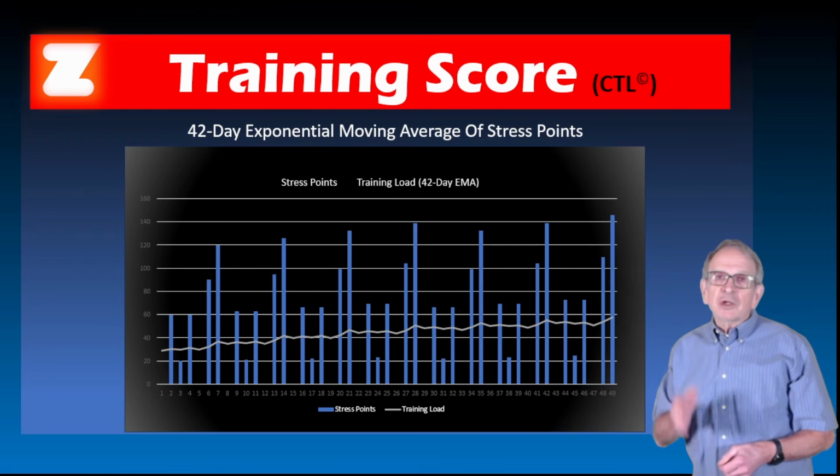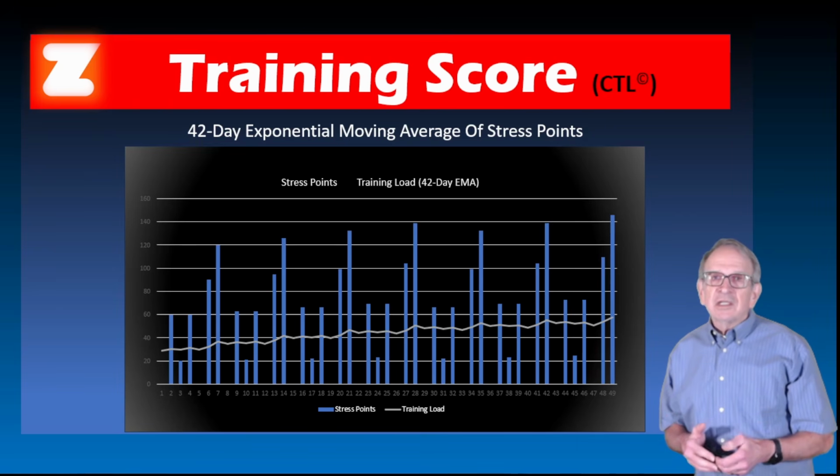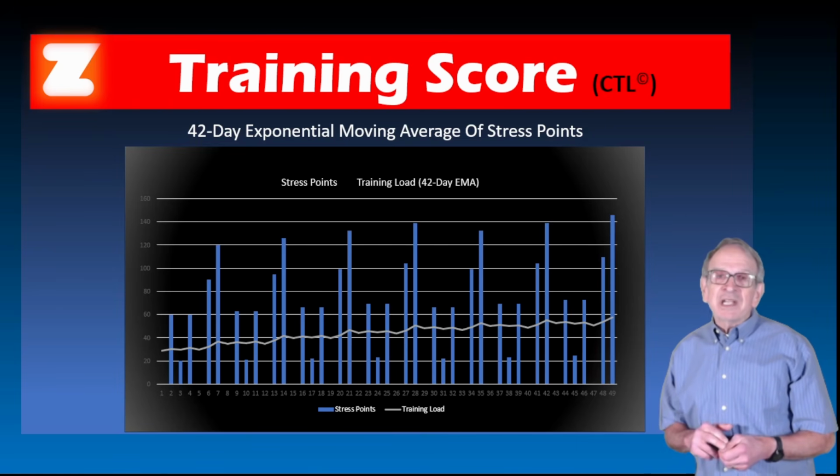In this chart, the vertical bars represent the stress points earned each day, and the line represents the 42-day exponential moving average. You can see that on some days, the stress points significantly exceed the exponential moving average. Other days they're lower, and other days they're zero, but all of them are included in that 42-day exponential moving average. And that's your measure of fitness, your base.